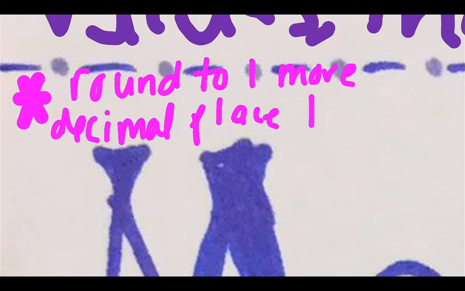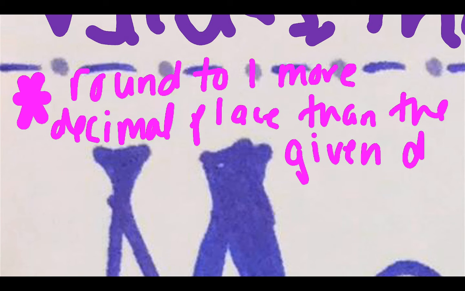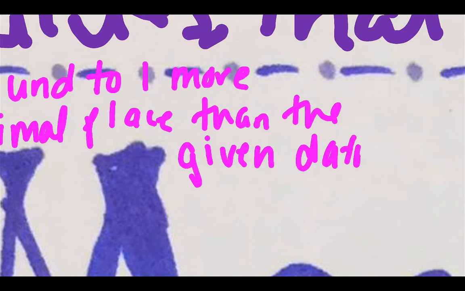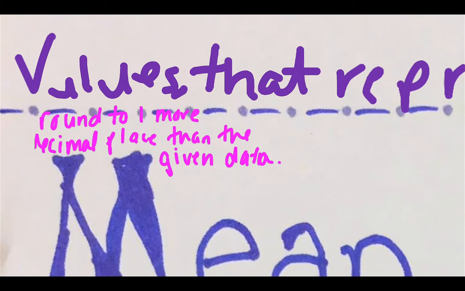Again, round to one more decimal place than the given data is rounded to. So if it's integers, you're going to round to one decimal place. If it's numbers like 1.2 and 2.3, you're going to round to two decimal places. And that's going to be the rule that we live by here.